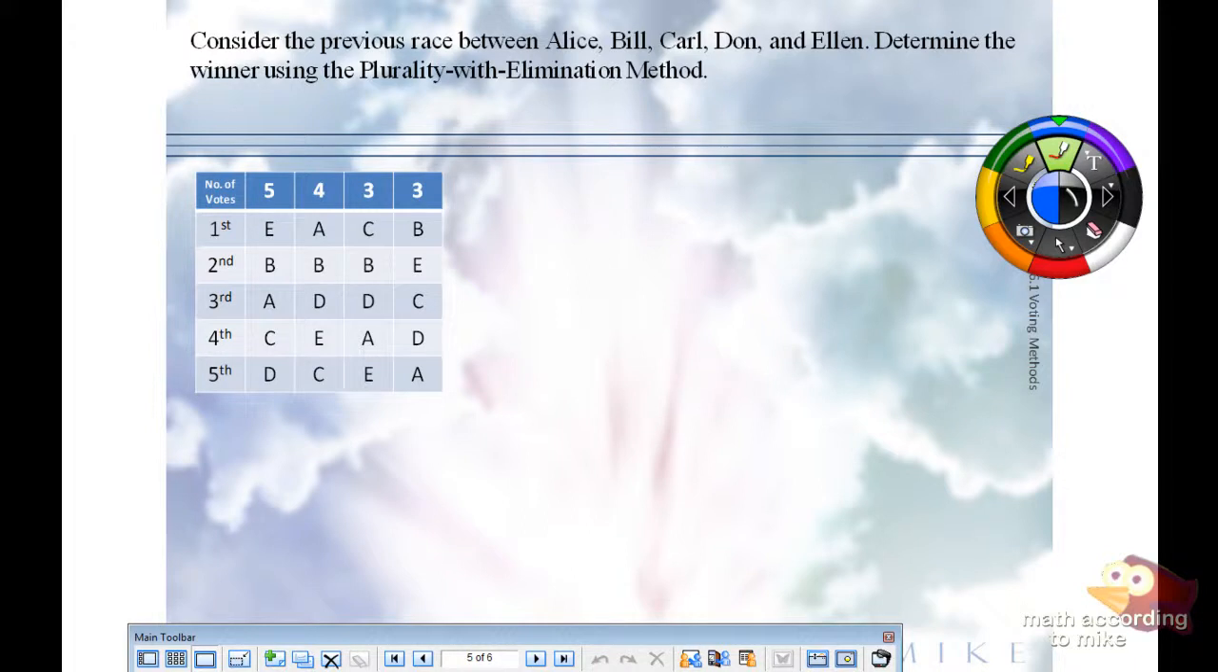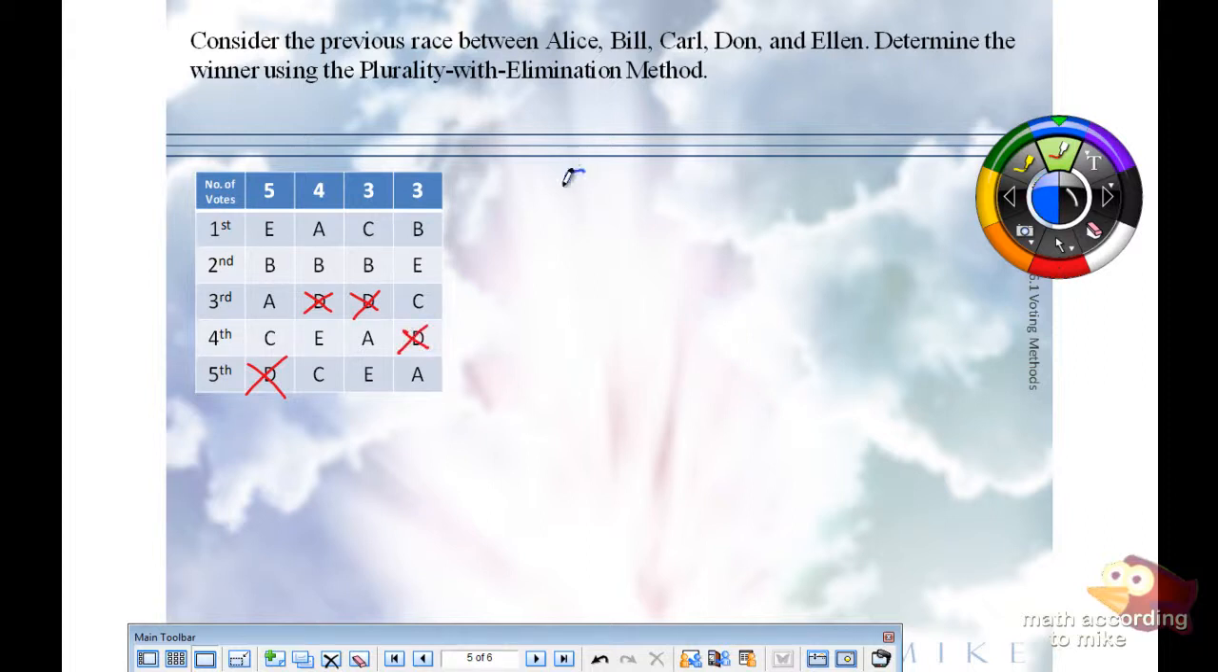Let's go back to our Alice through Ellen problem and see who wins using plurality with elimination. Okay, so in the first row, Ellen has 5 first place, Alice has 4, Carl and Bill each have 3. Who has the least first place votes? Don. Don's got none. Notice again we have a total of 15 voters. Ellen's only got 5 of the 15. That's not majority. So we have to eliminate. So Don goes away. Poor Don.